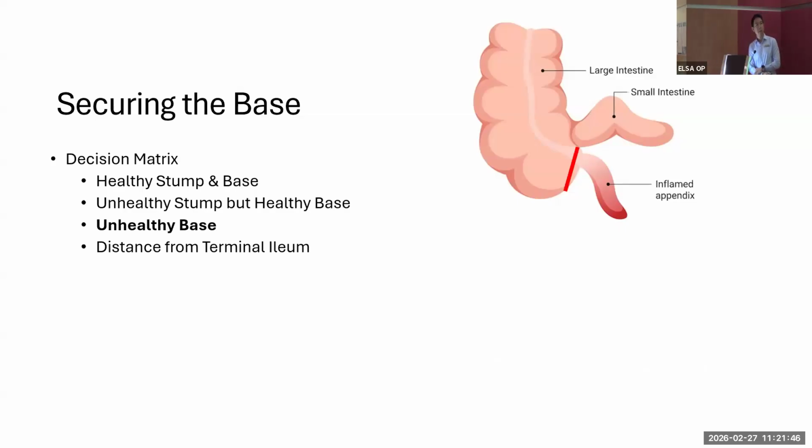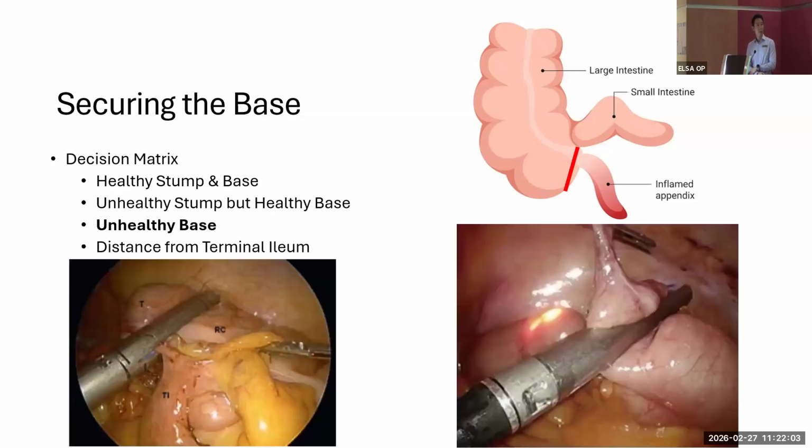So now what happens if the base is unhealthy? That means even if you put an endoloop, even if you bury the base, you're trying to stitch through the base of the cecum, the base of the appendix, and the cecum is unhealthy. You can't put stitches in, cheese wires through, or you're worried that's going to give way. What are you going to do? You can do a cecectomy, and that's the way to secure it.